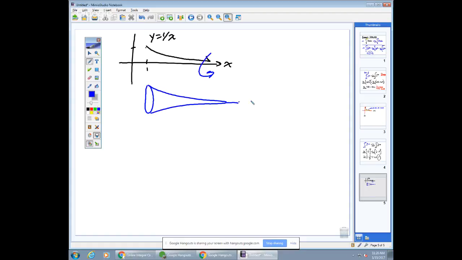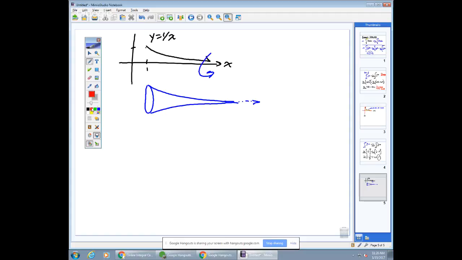And it's going to go on forever that way. And we're going to do 2 things with this horn. We're going to calculate the volume of the horn, and we're going to calculate the surface area of the horn. So let's do the volume first, because that's easier.